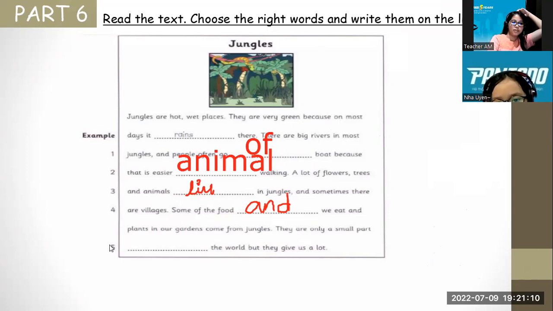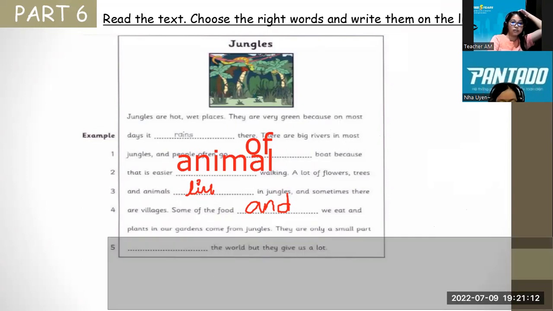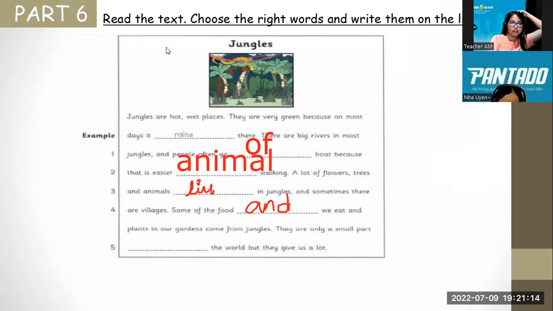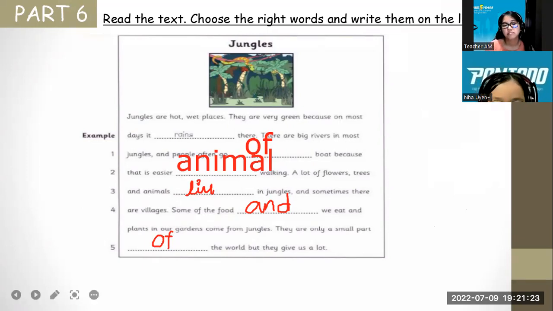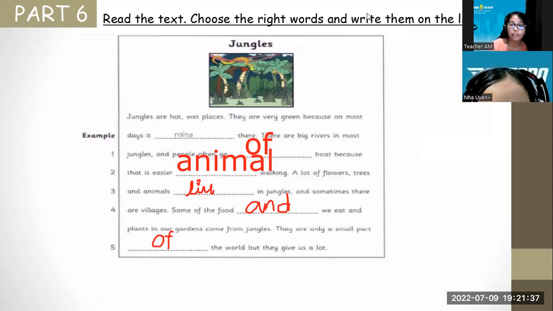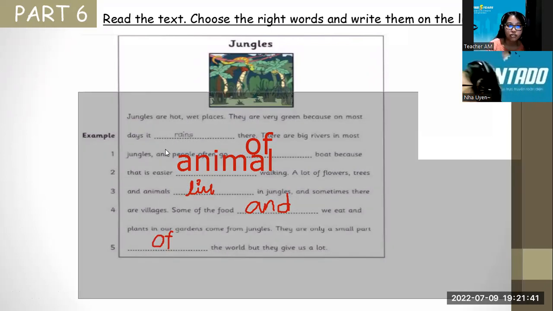What's your answer here, Uyen? You don't know? Okay, so let's check. Is this your final answer, Uyen? Is this your final answer? Okay. So please listen to me carefully while I read your answer. I will give you the chance to change your answers.